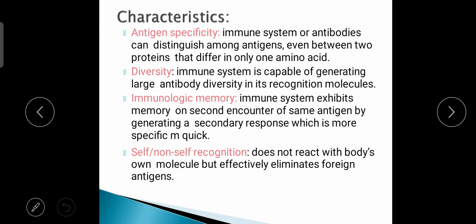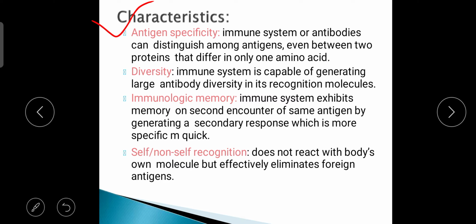Next are the characteristics of acquired immunity. There are four: antigen specificity, diversity, immunologic memory, and self and non-self recognition. The first one is antigen specificity. The immune system or antibodies can distinguish among antigens, even between two proteins that differ in only one amino acid. This means this type of immunity has the power to differentiate between two antigens that have the same protein but differ in only one amino acid.